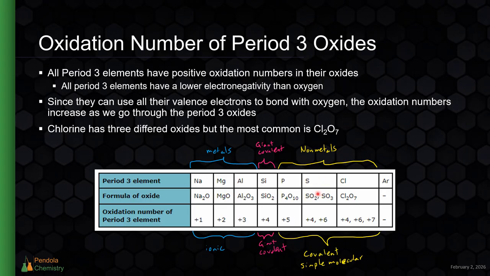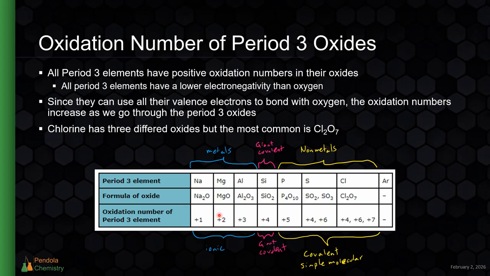But then when we move to sulfur, we get a different type of variability. Sulfur can actually create two different oxides. And we talked about this briefly in section 10.3. Sulfur, when burning in oxygen, creates sulfur dioxide, SO2. But then the sulfur dioxide can further oxidize with oxygen to create sulfur trioxide, SO3. And in these two particular cases, the sulfur has a +4 oxidation number in sulfur dioxide and a +6 oxidation number in sulfur trioxide.